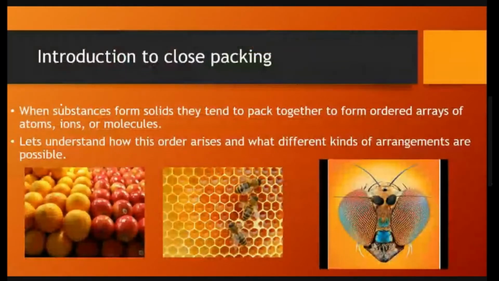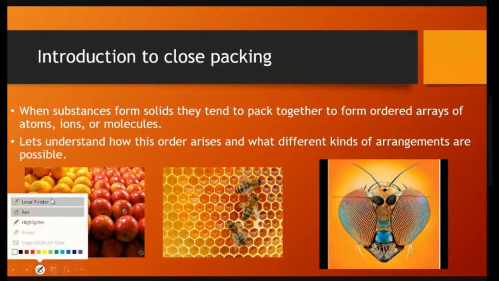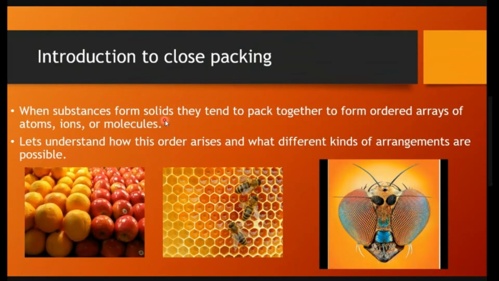Coming to the introduction about close packing. When substances form solids, they tend to pack together to form an orderly array of atoms, ions or molecules. They are not irregularly arranged; they are very regularly arranged, the intermolecular force is high and thermal energy is less. Let us understand how this order is arranged with some general and day-to-day life examples.